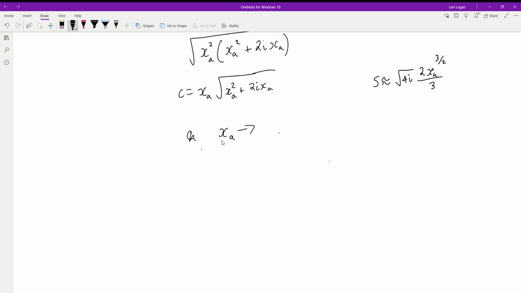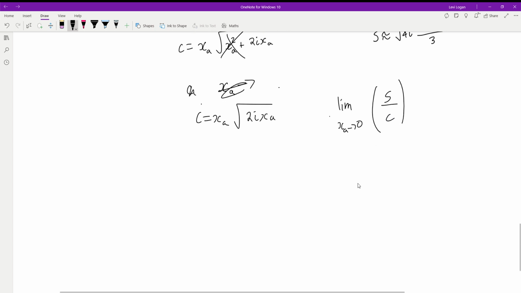It's going to be this x squared here, so we can actually just cancel that out. So c is going to be x of a over the square root of 2i x of a. Okay, that's it. All right, so we want to see the limit as x of a goes to 0 of s over c. We've got to see what happens here.